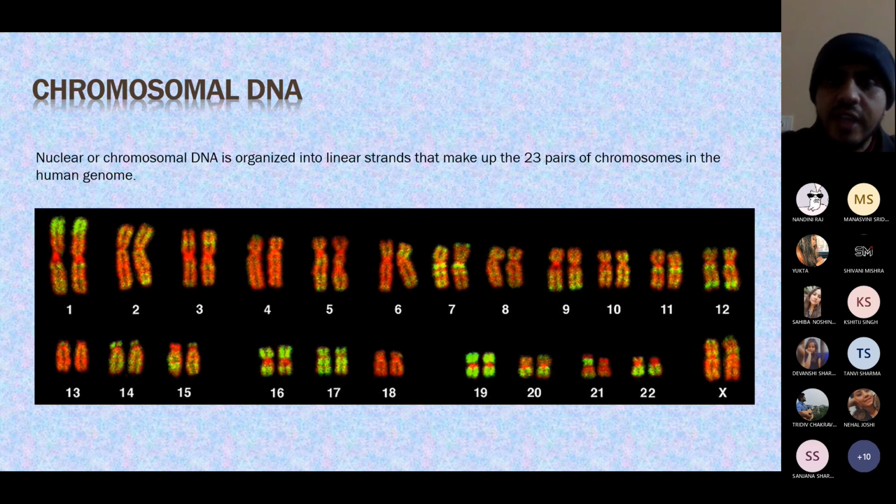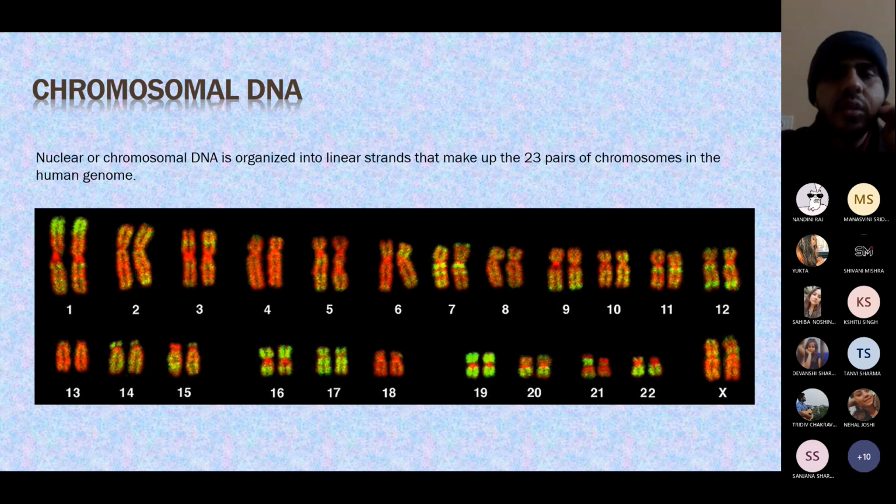So if it is at the center, it is called metacentric. If it is near the tip, we call it acrocentric. At the tip, we call it telocentric. Just below the tip, we call it acrocentric. So depending on the location of the centromere, we can also classify the types of chromosomes.